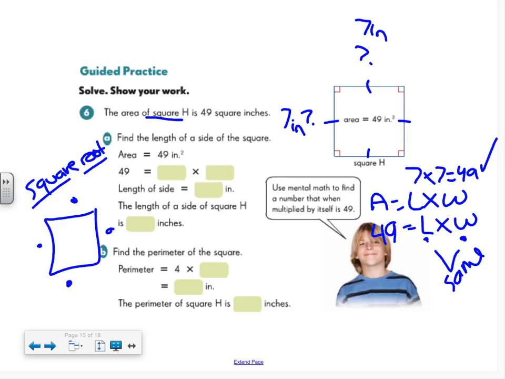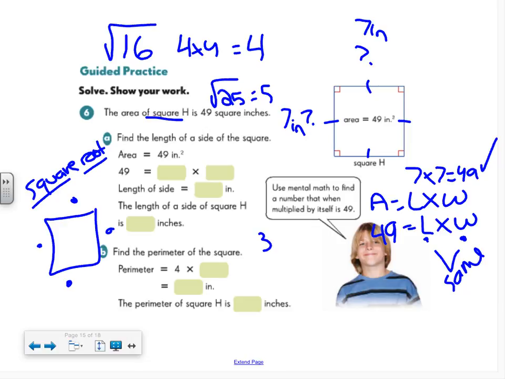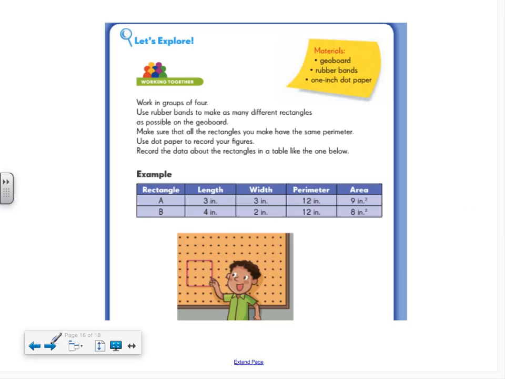So the symbol looks like this, the square root of 16. Well, I know that 4 times 4 is 16, so the square root of 16 has to equal 4. Or the square root of 25 is 5 because 5 times 5 is 25. And in a square, all the sides will be 5. The square root of 36 is 6 because 6 times 6 is 36. Okay, it's whatever number times itself would get you to that number.